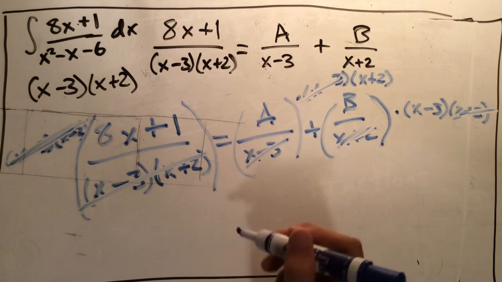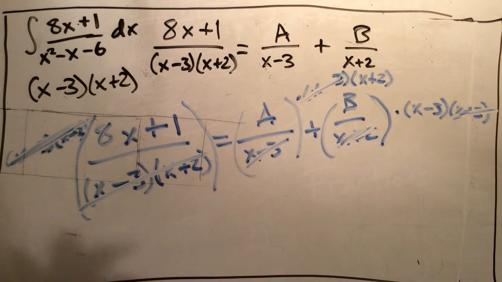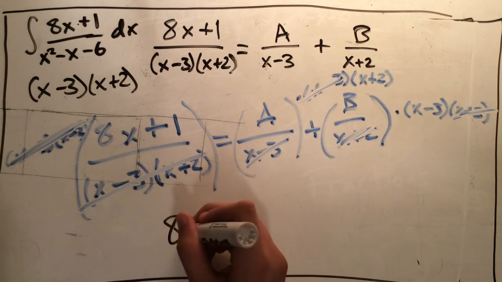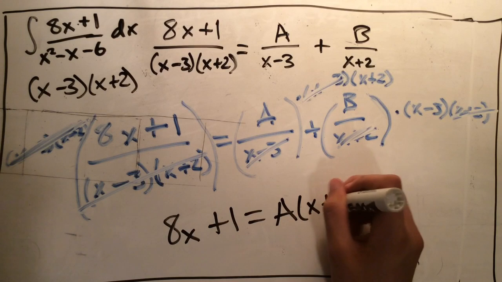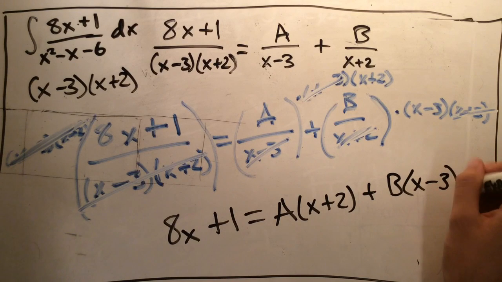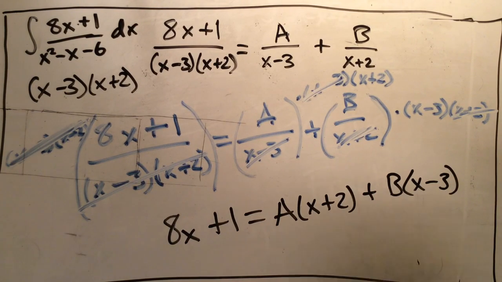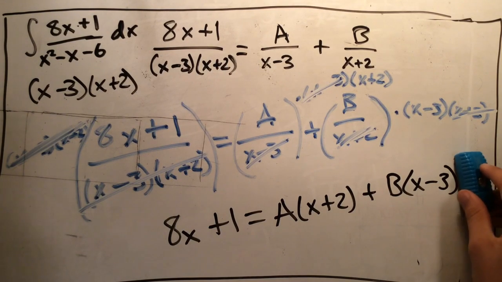Our end result, the equation that we will work off of, becomes 8x plus 1 equals a times x plus 2 plus b times x minus 3. That is the equation we're going to work on for the next few steps. Feel free to pause the video to make sure you have this down because I will erase it and continue.